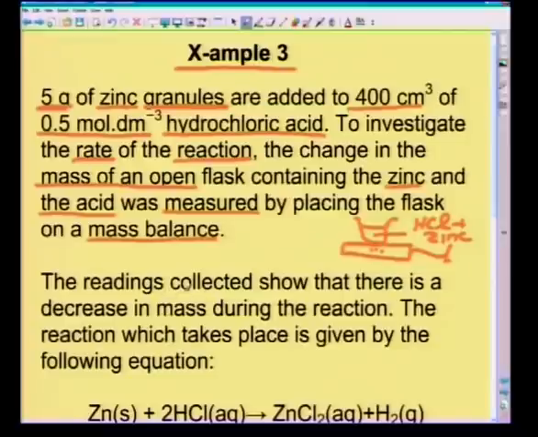The readings collected show that there is a decrease in mass during the reaction. The reaction which takes place is given by the following equation.